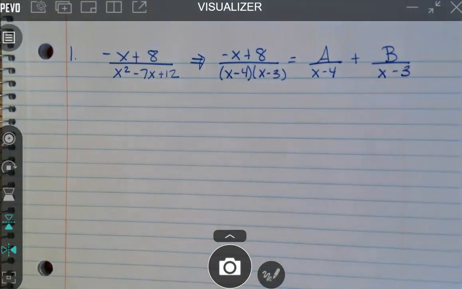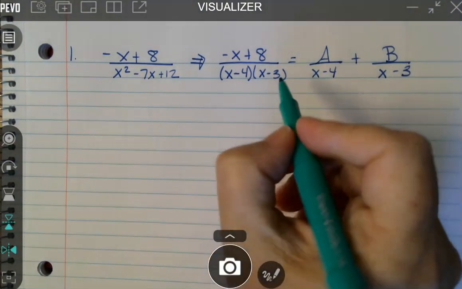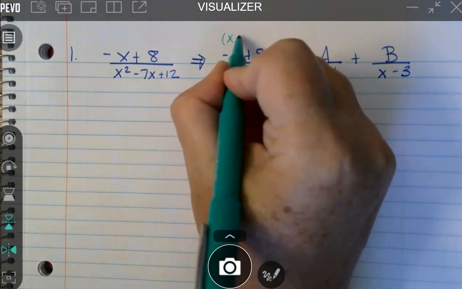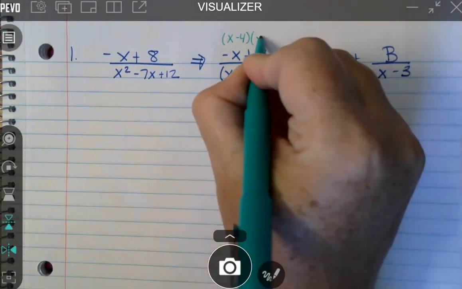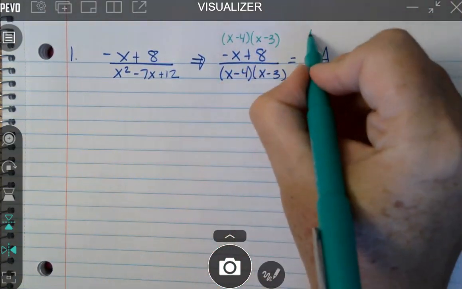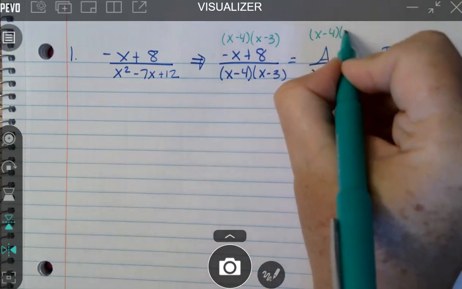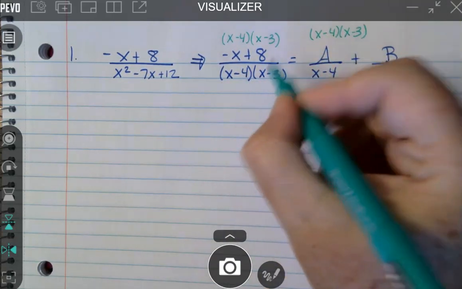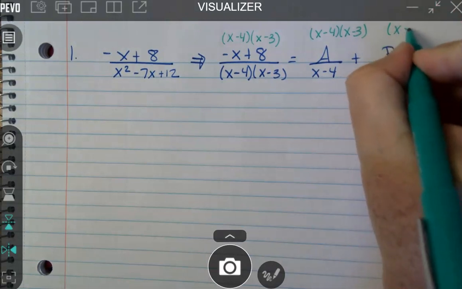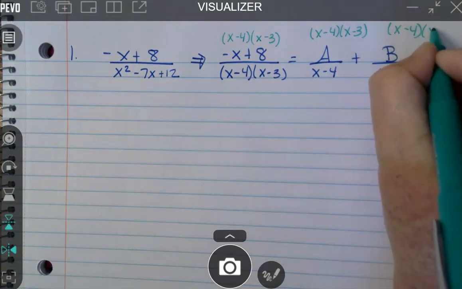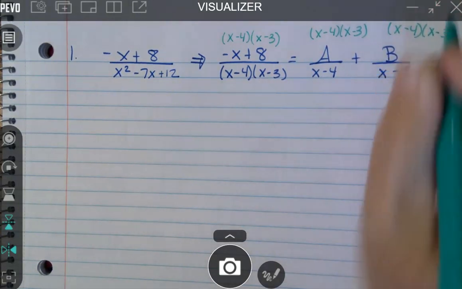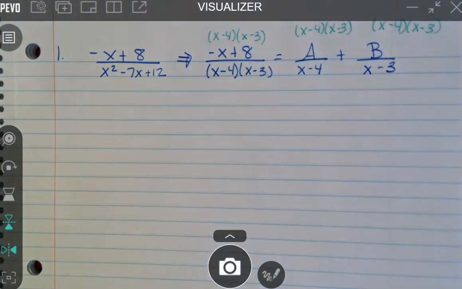Okay, so the next step is you want to get rid of these denominators. So we're going to take and multiply every single fraction by the denominator that has the most. Please do not skip this part because when you do, a lot of mistakes get made.